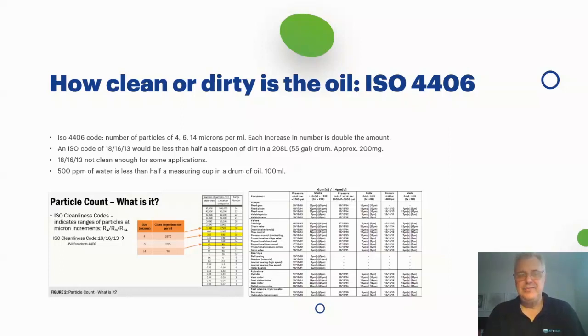Going back to the ISO codes 18-16-13, if you really think about it, it's not really dirty oil. This value will represent half a teaspoon of dirt in a 208-liter drum or 55-gallon drum, which is practically nothing. The same thing happens with water contamination. 500 ppm is nothing. It's 100 milliliters. It's not even a third of a beer can. I mean, it's nothing.